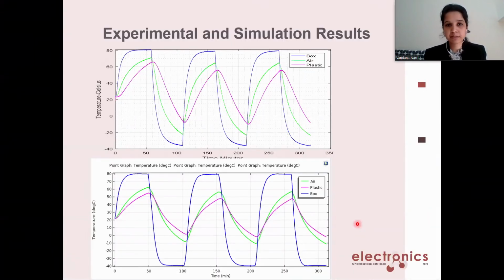So from the experimental and simulation results, we have got such graphs. The blue line here is the response from the outer layer of the component, the green one represents the air inside the component, and the pink one is the response from the plastic layer of the component that I have shown you previously.